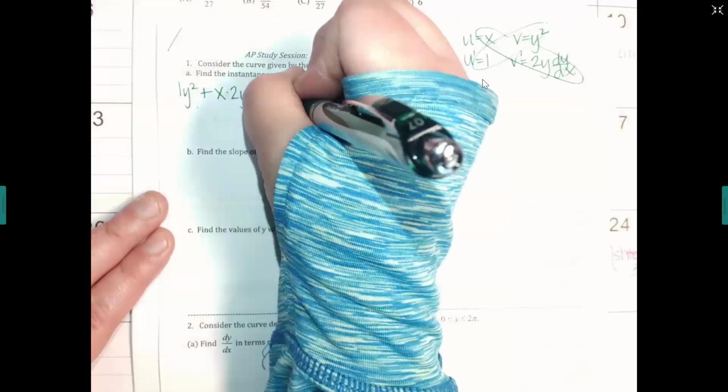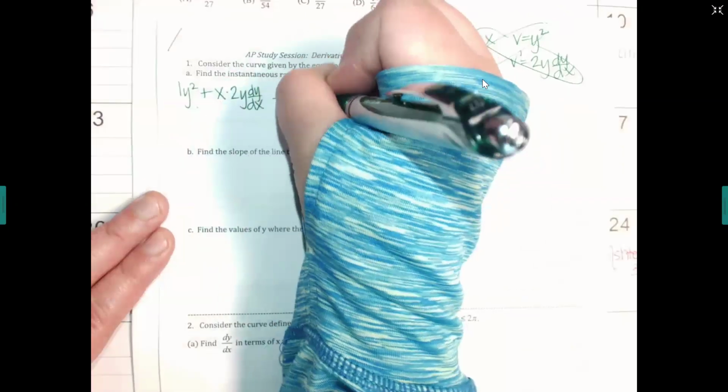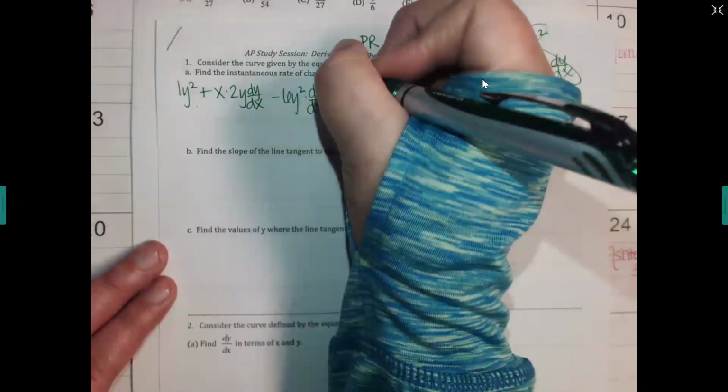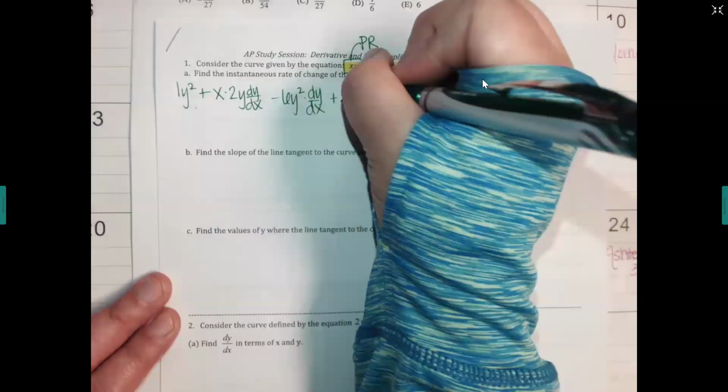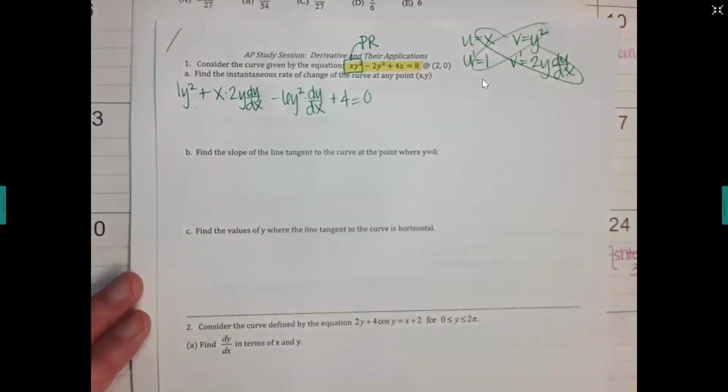Next, I have a minus 2y cubed. What's the derivative of the next term? It's negative 6y squared dy dx. My next term is a 4x. What's the derivative? Just a 4. And then on the other side, it was an 8. Derivative goes to 0. Remember, anything that does not have a dy dx has got to go to the other side.